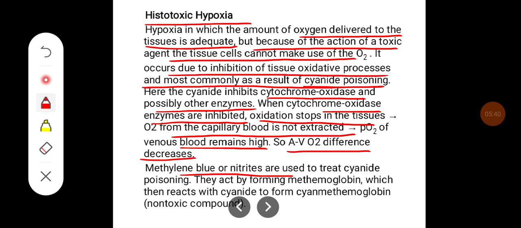Methylene blue or nitrates are used to treat cyanide poisoning. They act by forming methemoglobin, which then reacts with cyanide to form cyanmethemoglobin, which is a non-toxic compound.